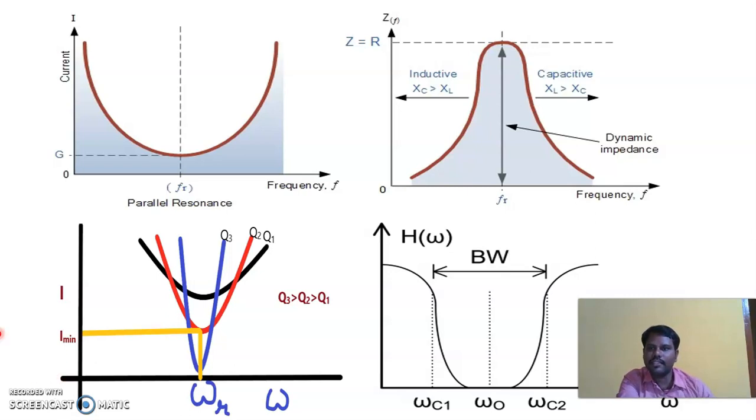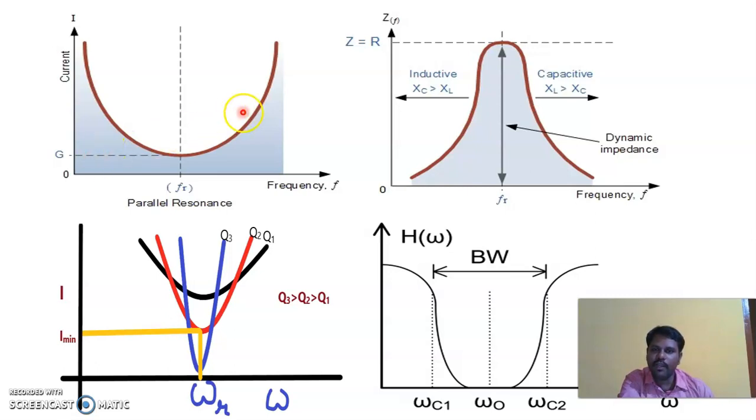Now let us understand the diagrams. A plot of current versus frequency for a parallel resonance shows a parabolic nature, where the current at the resonating frequency is minimum.